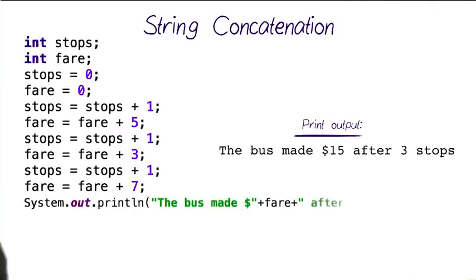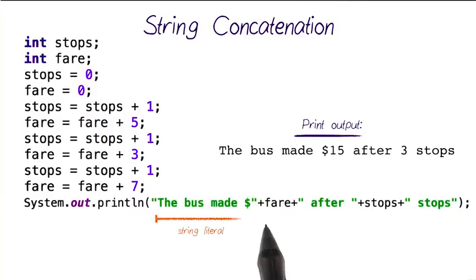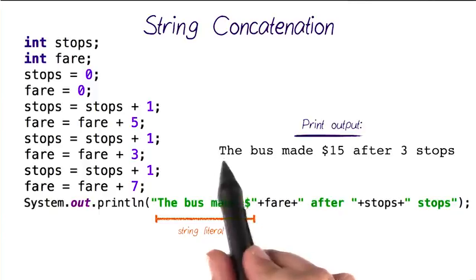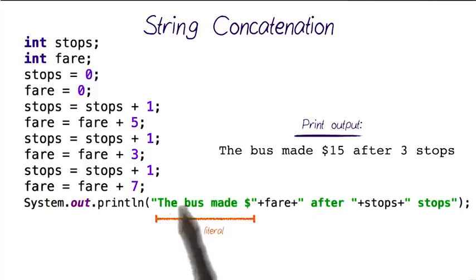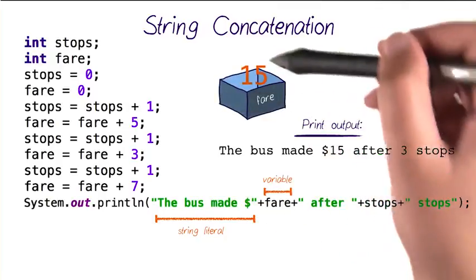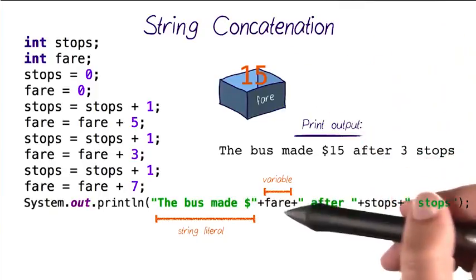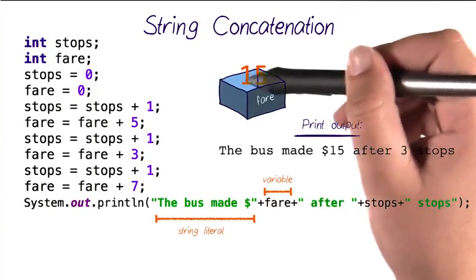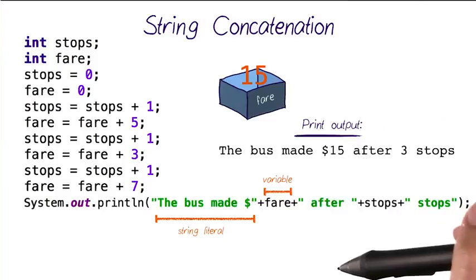This can be done using a command like that. It's just a normal println command, but it has a lot of string concatenations inside. Let's investigate it step by step. The first part here is string literal, which is just strings within quotation marks. So that's going to be printed out exactly as we typed it in, all the way from the bus made and then the $ sign, like so. And then we have this plus sign, which is concatenating something. This happened to be the variable fare. So Java would actually go and look up what's inside that variable fare because it's not surrounded by quotation marks, and it will print out the value stored inside, which happened to be 15.